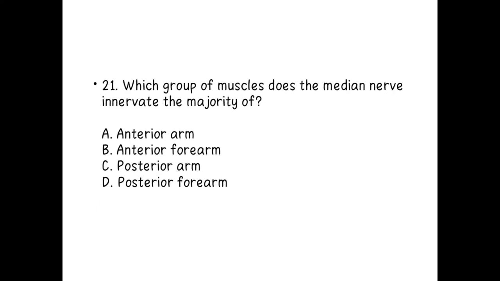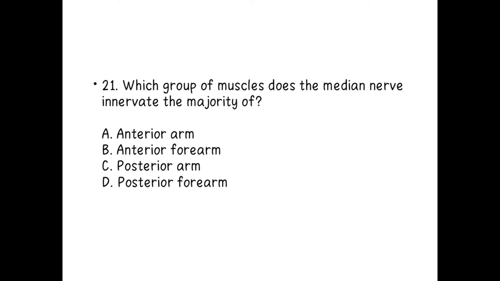Question 21. Which group of muscles does the median nerve innervate the majority of? A. Anterior arm. B. Anterior forearm. C. Posterior arm. D. Posterior forearm. So which of these areas does the majority of the muscles there are being supplied by the median nerve?